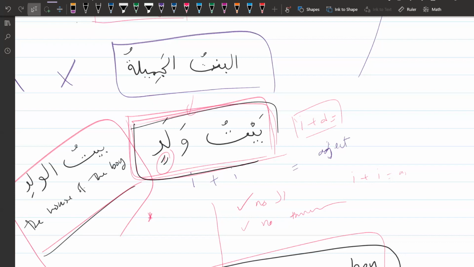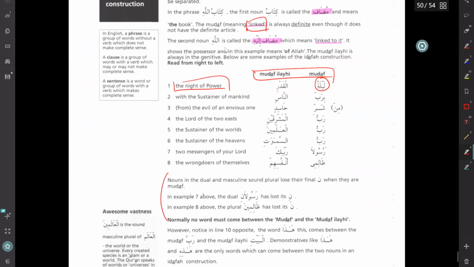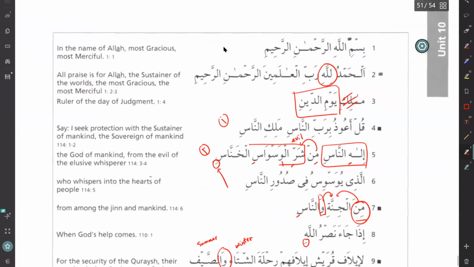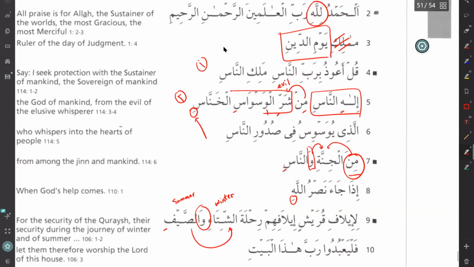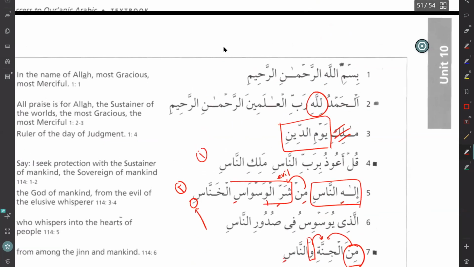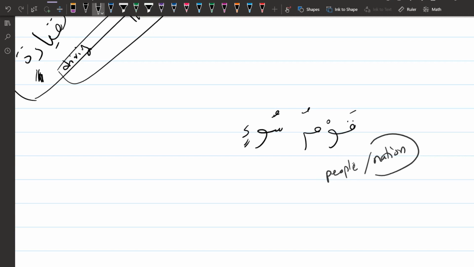Make sense? In our book, do we have an indefinite idafa? I'm just going to quickly check on this. Okay, here. Yeah, I don't see anything here, but I know for sure it comes in the Quran. I wanted to show you one example so it settles in your mind. And it comes: qawm. What is qawm? You have qawmu su'in. Yes, qawm is people. I think nation would be a much better translation.